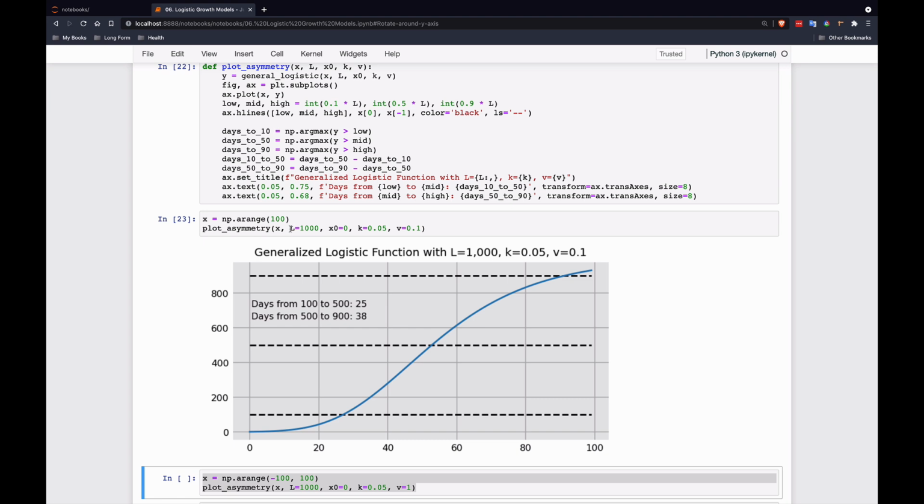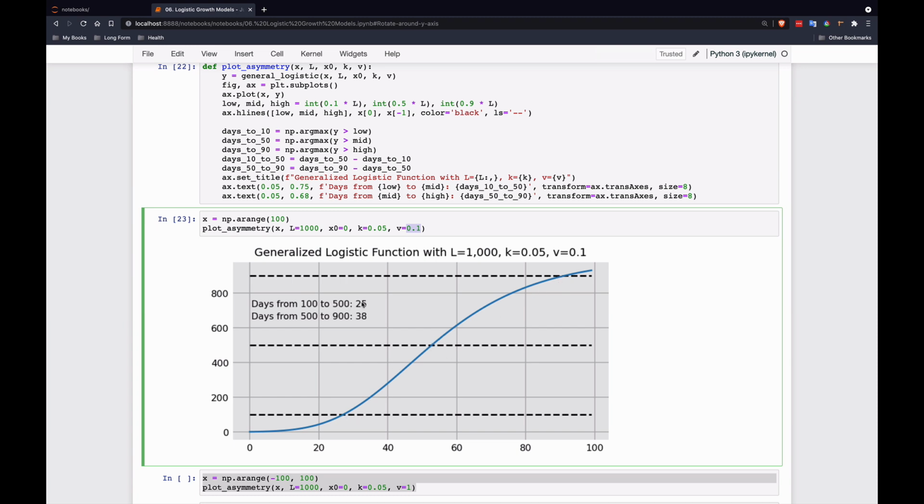We're creating a generalized logistic function with these inputs, and now we're going to set v, the important parameter here, to less than 1. Here it's just going to be 0.1. This has the effect of making the growth in the beginning take a shorter amount of time. I put these horizontal black lines in so you could visually see how long it takes to get through the same number of cases. Going from case number 100 to 500 takes fewer days than going from 500 to 900.